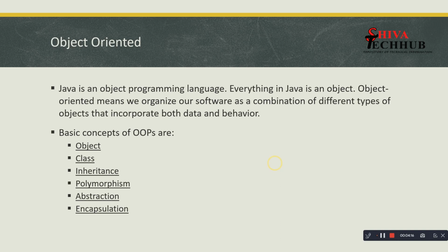When it comes to object-oriented programming, there are some basic concepts, the way it should be written. Some of the basic concepts are object, class, inheritance, polymorphism, abstraction, and encapsulation. In the future tutorials, we will learn in detail about what all these concepts mean and how they are used in Java programming.